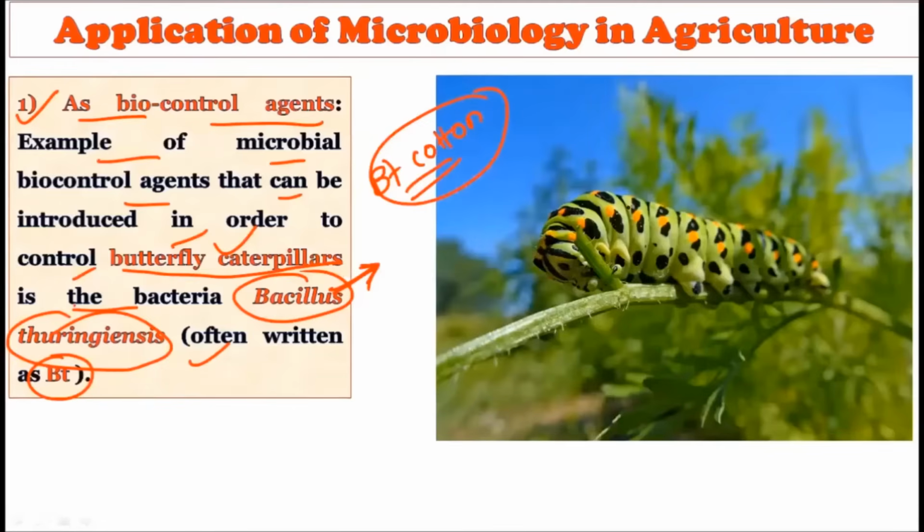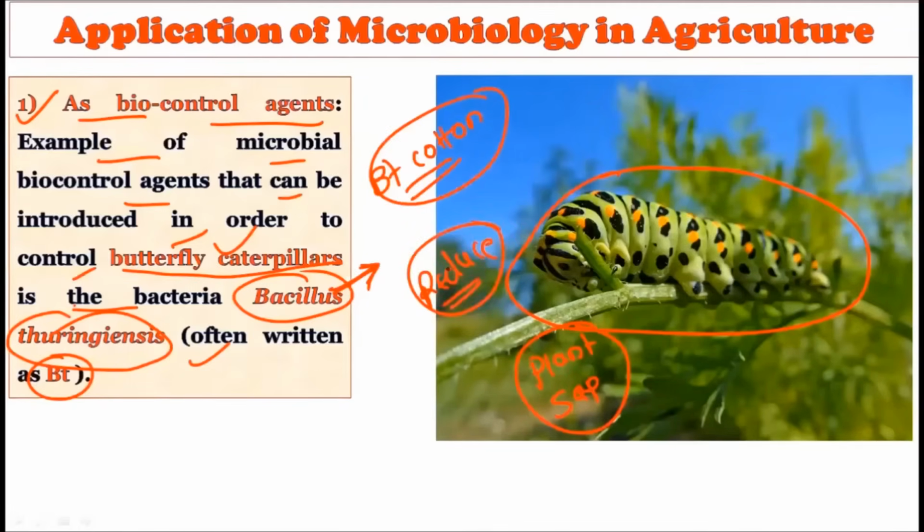Now see the butterfly caterpillars you can observe in this particular picture. These are constantly feeding on the plant sap. They constantly use the plant sap for their growth and development, and hence they reduce the plant productivity. Whatever the yield is going to be, it is greatly reduced by these butterfly caterpillars. So it is essential to stop these caterpillars or minimize their population to a certain level so that it does not affect our crop productivity. So to control the butterfly caterpillar population, we use the bacteria called Bacillus thuringiensis.